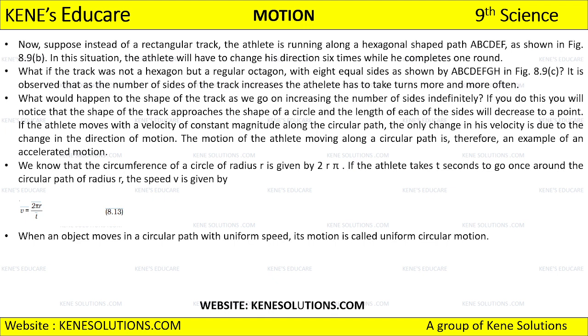So here you get the definition of uniform circular motion: when an object moves in a circular path with uniform speed, its motion is called uniform circular motion. I just want you all to write the formula and even the definition for uniform circular motion.